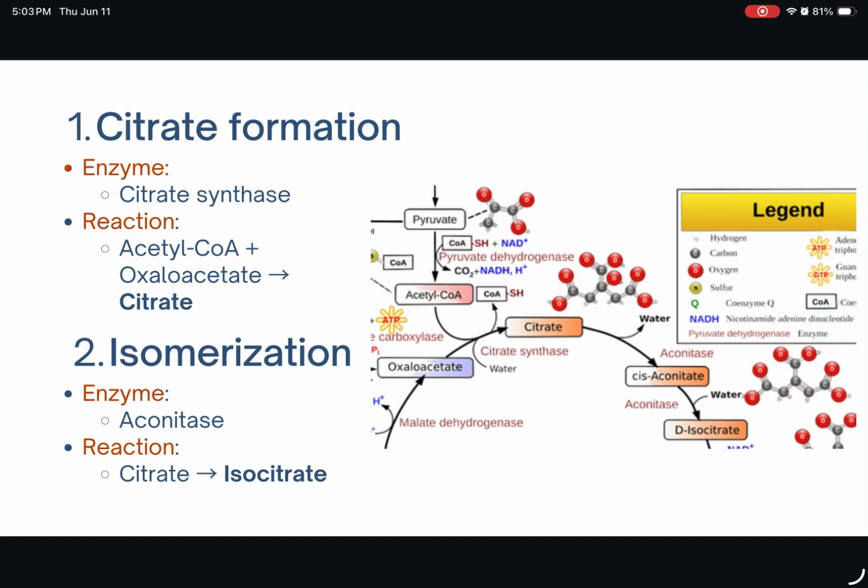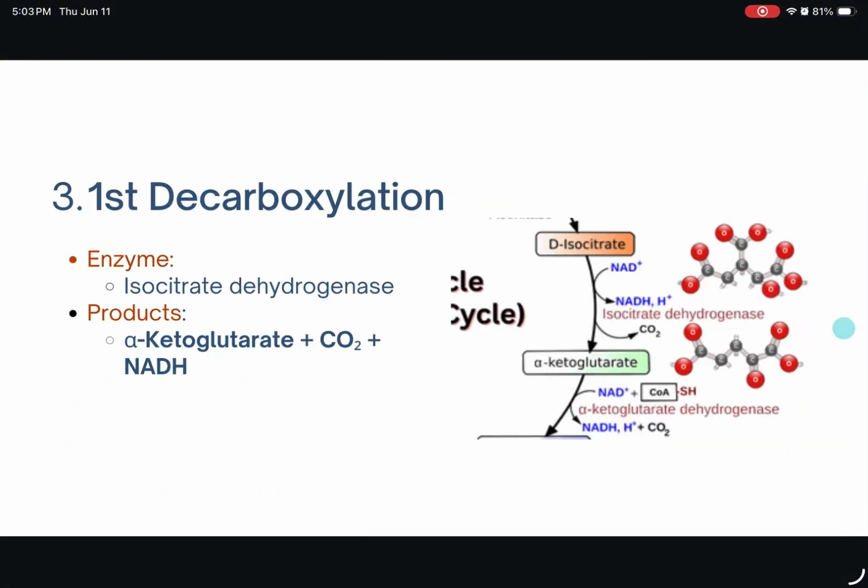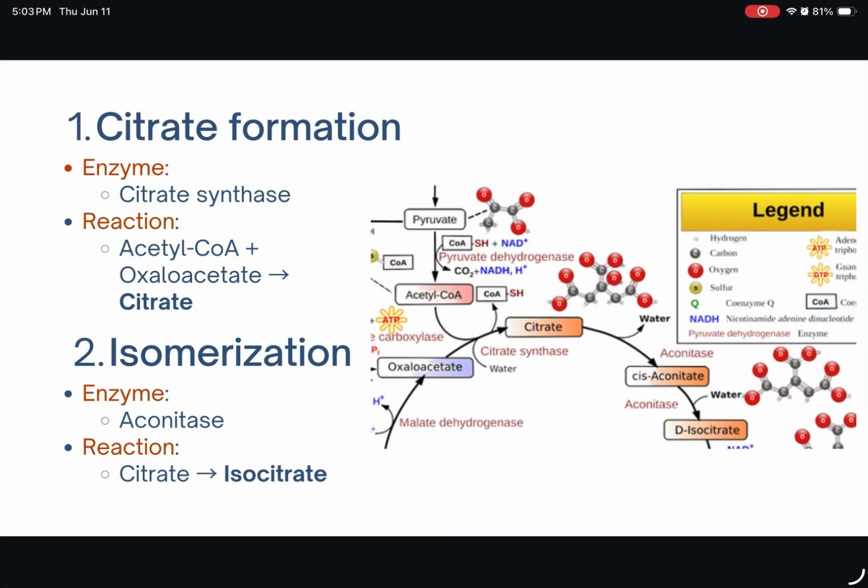The first step is the formation of citrate. We start when a 2-carbon molecule called acetyl-CoA combines with the 4-carbon molecule called oxaloacetate. With the help of the enzyme citrate synthase, they join together to form citrate, which has 6 carbon atoms. And this is how the cycle officially starts.